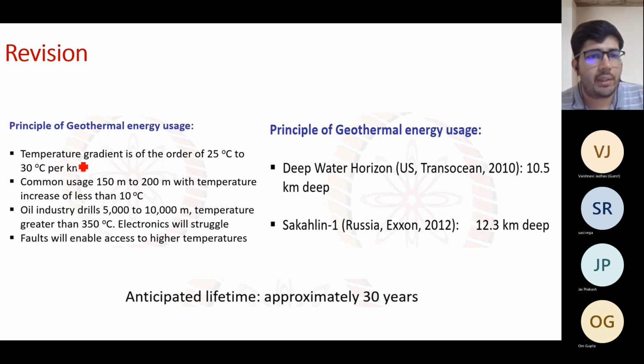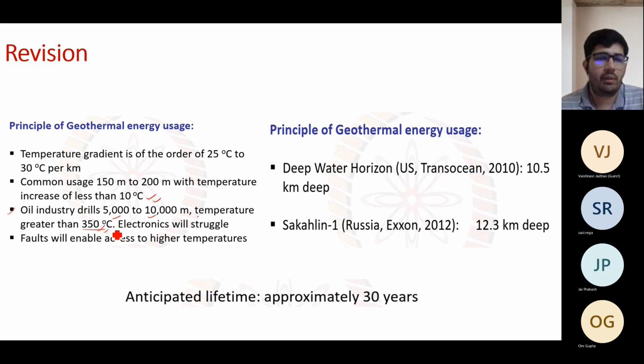So again, the principle is that the temperature gradient is of the order of 25 to 30 degrees centigrade. Common use is 150 to 200 meters. So we are using up to 150 to 200 meters, with a temperature increase of less than 10 degrees. The oil industry drills 5,000 to 10,000 meters, with temperatures greater than 350 degrees. So oil industries are going up to 5 to 10 kilometers.